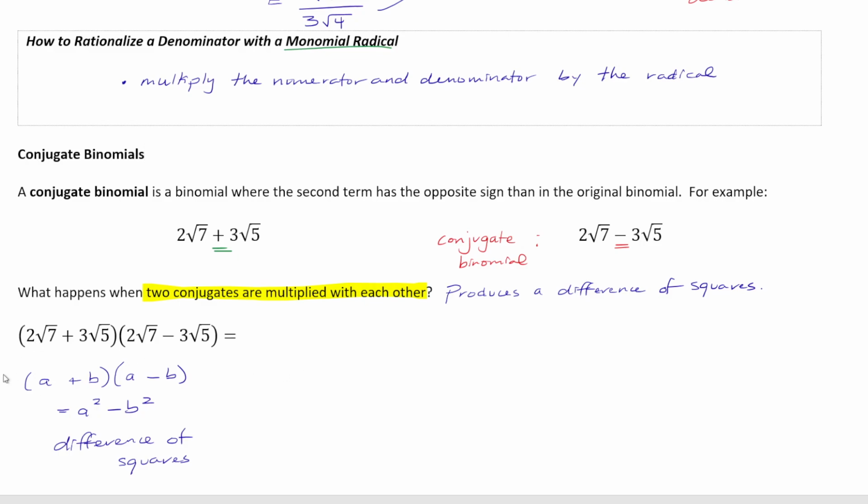So that means I now have to take 2 root 7, square it, minus 3 root 5 squared. Now remember that when you have an exponent on the outside, it applies to both.